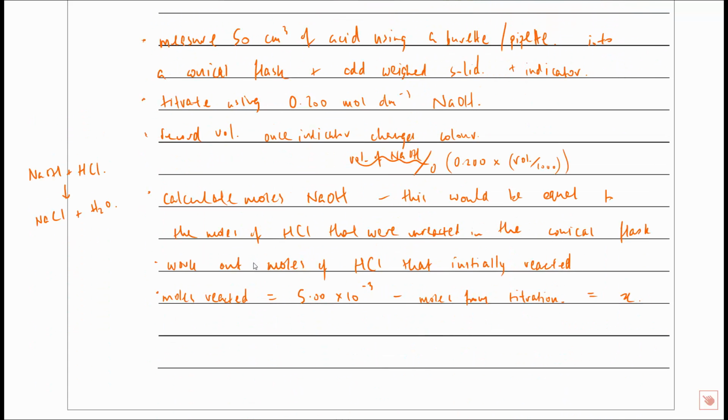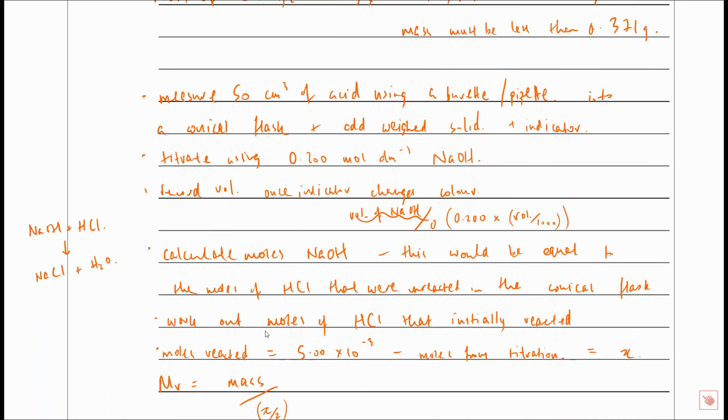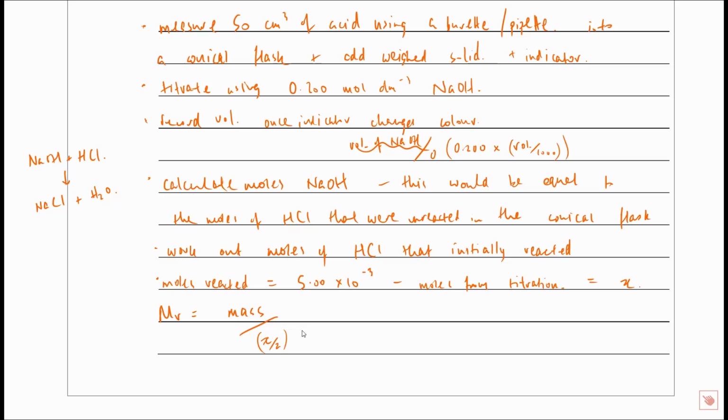Then what we can do is say MR is going to be mass over moles. It's going to be X divided by 2, I believe. Now the mark scheme doesn't do this, and I'm a little bit unsure why it doesn't. When you work out the moles of hydrochloric acid that actually did react, you've got your excess, you've got the leftover stuff. The difference between those is the moles that actually reacted with the calcium hydroxide. Because of the ratio, you've got to halve that to find the moles of calcium hydroxide that reacted with the initial sample. Mass divided by that number of moles should give us an MR, which we can therefore check.